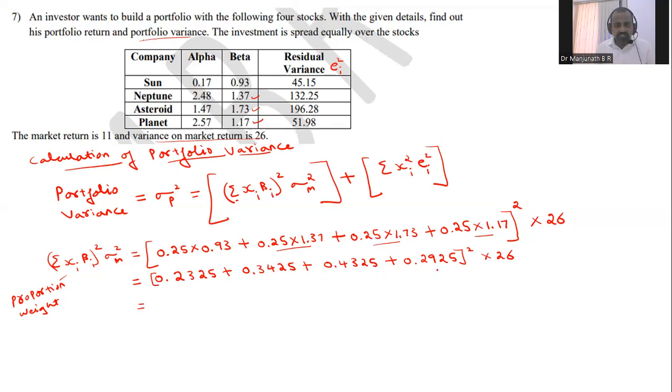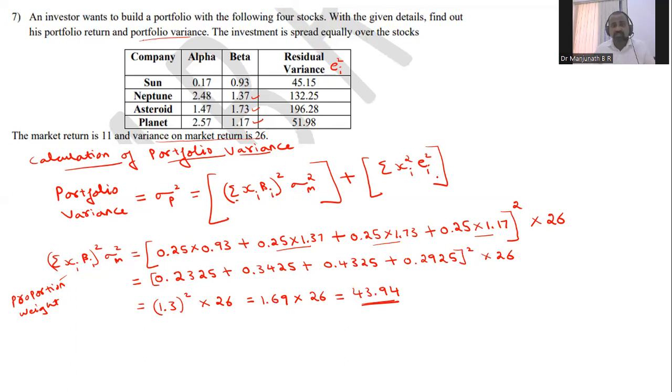Now, if you add all these things and then apply the square, right? When you add all the four values, you should be able to get 1.3. Now we are getting 1.3, then we are applying square and then multiplying with 26. If you multiply 1.3 by 1.3, or 1.3 square, you will be getting 1.69, and then you are multiplying that with 26. You should be able to get 43.94 for this portion, summation of x i beta i, whole square, multiplied with market variance.